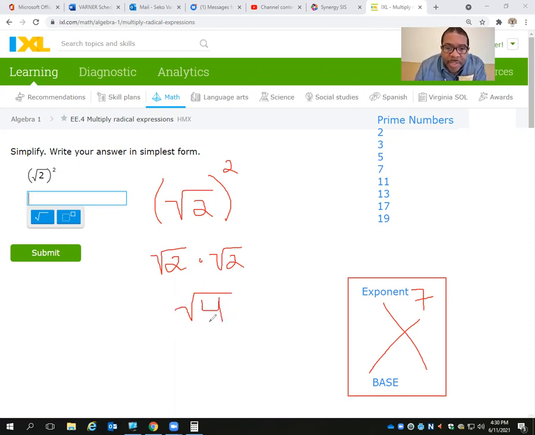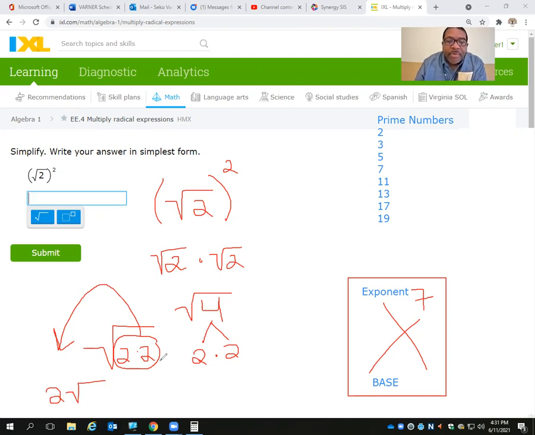And now I'm going to break the 4 into prime numbers. The prime numbers for 4 would be 2 times 2. Does that make sense? Good. So now we have the square root of 2 times 2. We have the twins, and so these twins now go in front of the radical sign. So now we have 2, radical sign, and there's nothing under the radical sign. So all we have is 2.